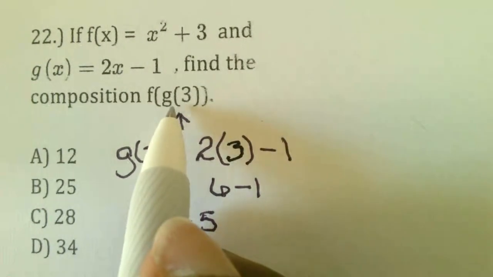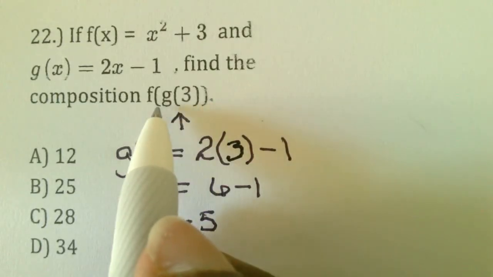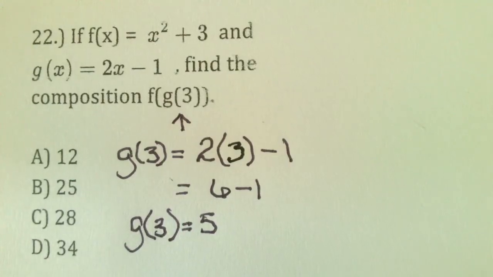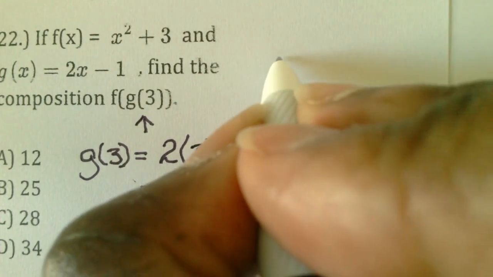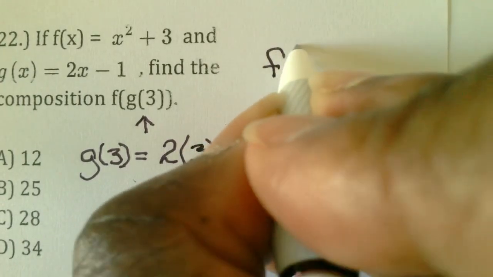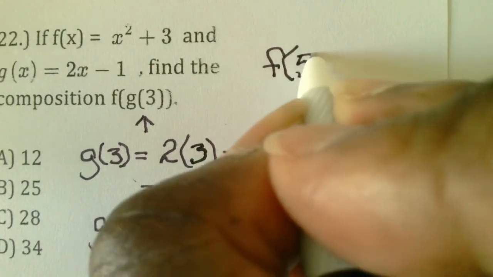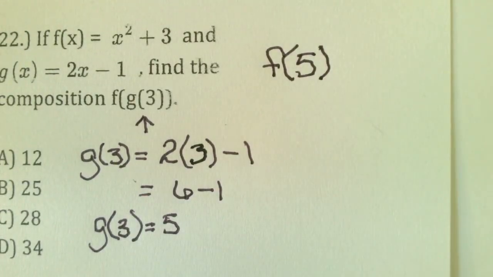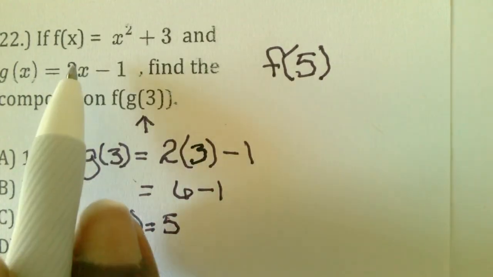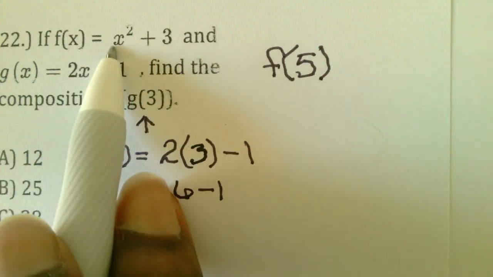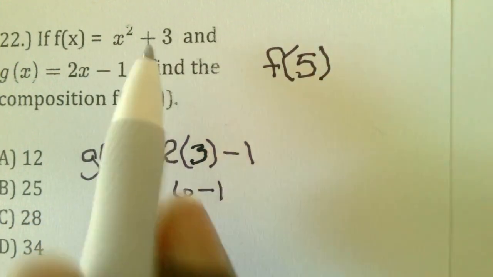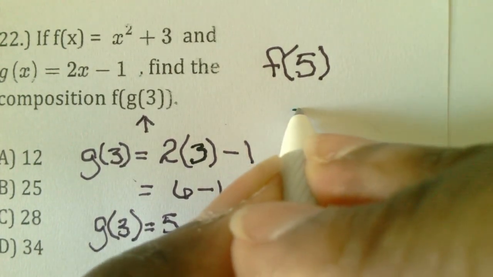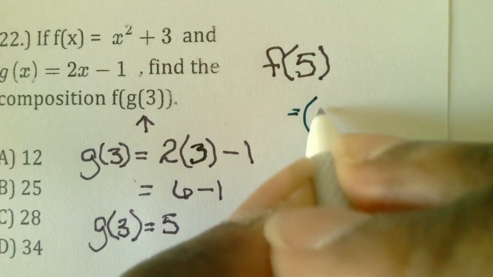I'm going to replace the g of 3 inside this parenthesis with a 5. So now we should have the f of 5. Now we're looking at the f function, and the f function is x squared plus 3. So here we're going to replace the x with the 5.